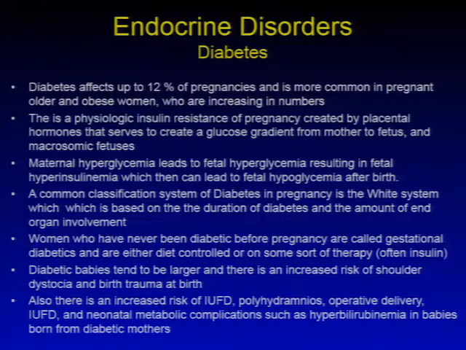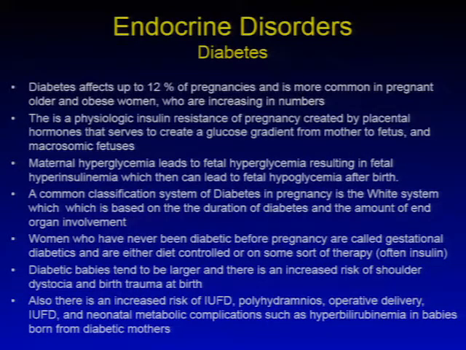Going on to the endocrine disorders, diabetes affects up to 12% of pregnancies, is one of the more common maternal comorbidities, and is more common in older and obese pregnant women. There's a physiological insulin resistance of pregnancy that is created by the placental hormones that serves to create a glucose gradient from mother to fetus and macrosomic fetuses. Maternal hyperglycemia leads to fetal hyperglycemia, resulting in fetal hyperinsulinemia, and may result in fetal macrosomia, but then also fetal hypoglycemia after the baby is born.